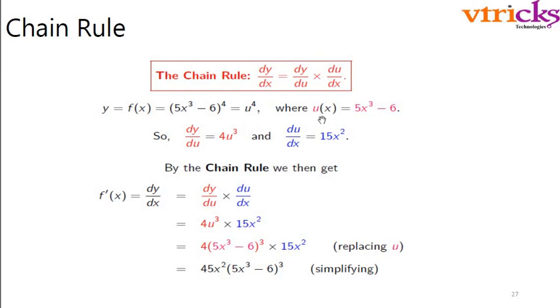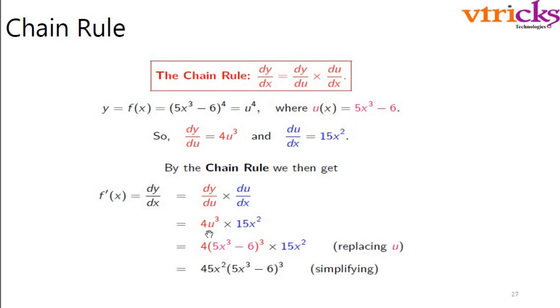Similarly, if we try to find out du by dx, here we have to differentiate 5x cube. So 3x square, so we will get 15x square. And the derivative of 6 is 0. So now we have both these derivatives, dy by du and du by dx. So we will make use of the chain rule. dy by dx is dy by du into du by dx. Substitute the values that you have obtained here. So replace dy by du with 4u cube and du by dx as 15x square.